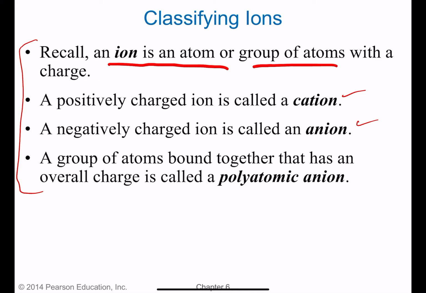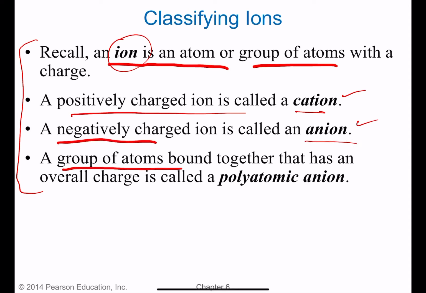So if it's a neutral element, it's just an atom, but as soon as it loses or gains electrons, we call it an ion. If it happens to be positively charged, we're going to call it a cation. And if it's negatively charged, we're going to call it an anion.